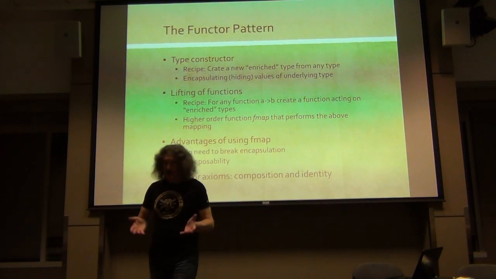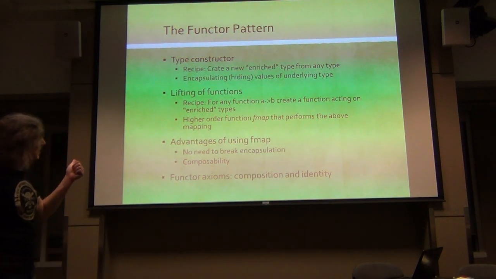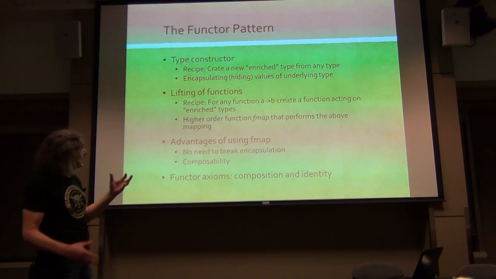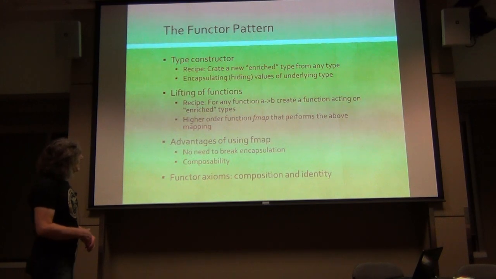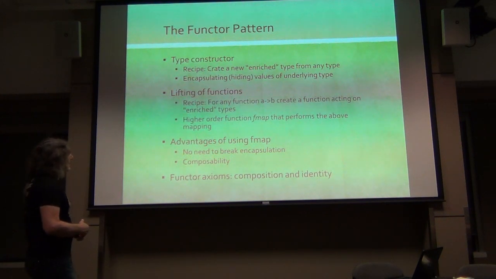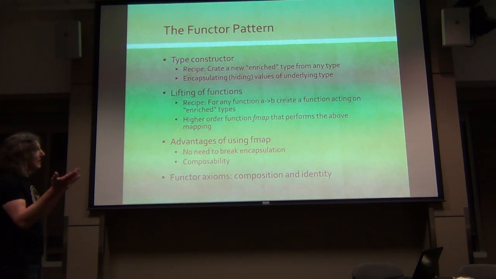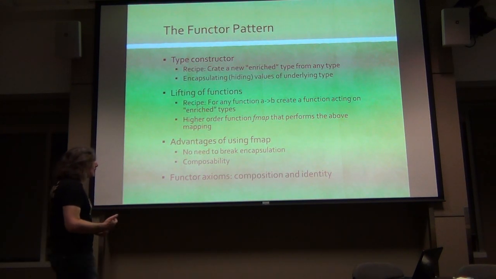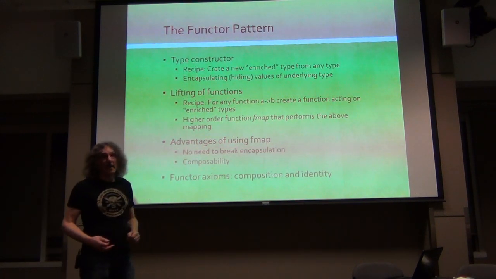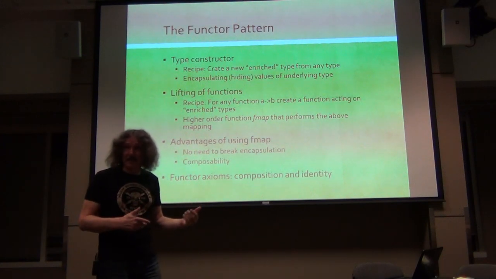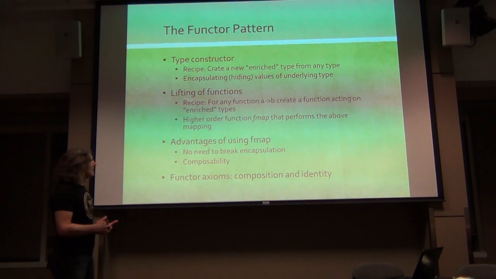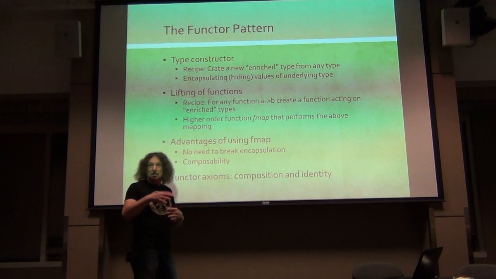So let's recapitulate the functor pattern. A functor pattern is built on a type constructor, which is a recipe to create a new enriched type from any type, and it encapsulates values from the underlying type. Lifting of functions is the recipe for taking a function and making a function of enriched types, and this is represented by the higher order function fmap. It's a higher order function because it takes a function as an argument. The advantage of using fmap is that there's no need to break encapsulation as long as you just want to operate.